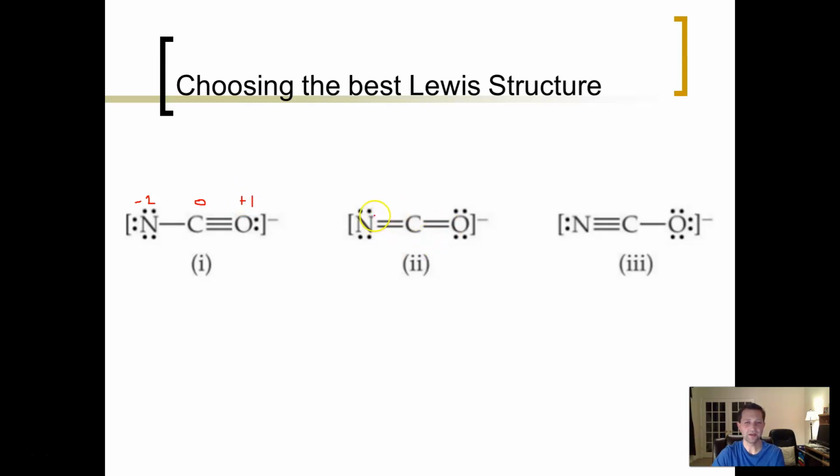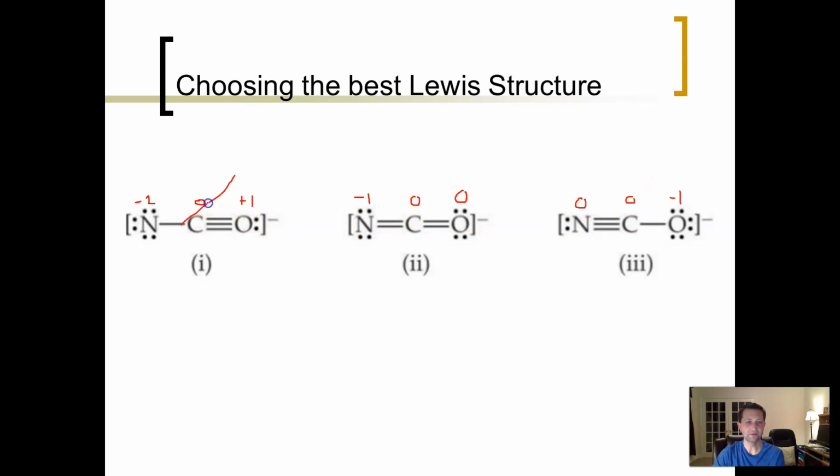This Lewis structure, we have 1, 2, 3, 4, 5, 6. We have a -1. We have a 0. And we have 1, 2, 3, 4, 5, 6. We have a 0. And here we have 1, 2, 3, 4, 5. So 0, 0, and 1, 2, 3, 4, 5, 6, 7, -1. Okay, this makes sense. They're all -1 ions, so your formal charges should add up to -1. They do here, here, and here.